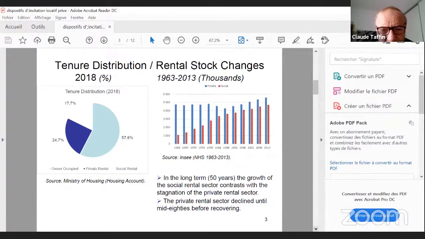The rental stock, as you can see on the right side, the blue is the private. You see that the private has been decreasing until the mid-80s and then coming up again. And the red one, which is the social one, kept increasing, even if many people think it's not enough, because this is where the poorest families are hosted.